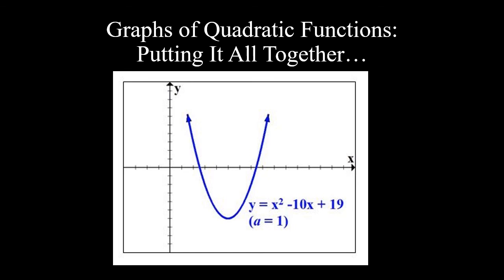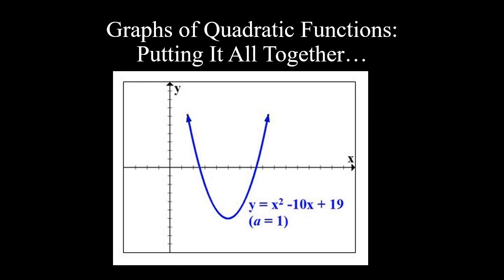Okay, so now let's put it all together, you guys. We learned so much about graphing quadratic functions today and all these little pieces of very important information. So when we have a quadratic function of the form ax squared plus bx plus c, which we have right here, y equals x squared minus 10x plus 19, the first thing you should always do is figure out your coefficients a, b, and c. So here we have a equals 1, b equals negative 10, and c equals 19.